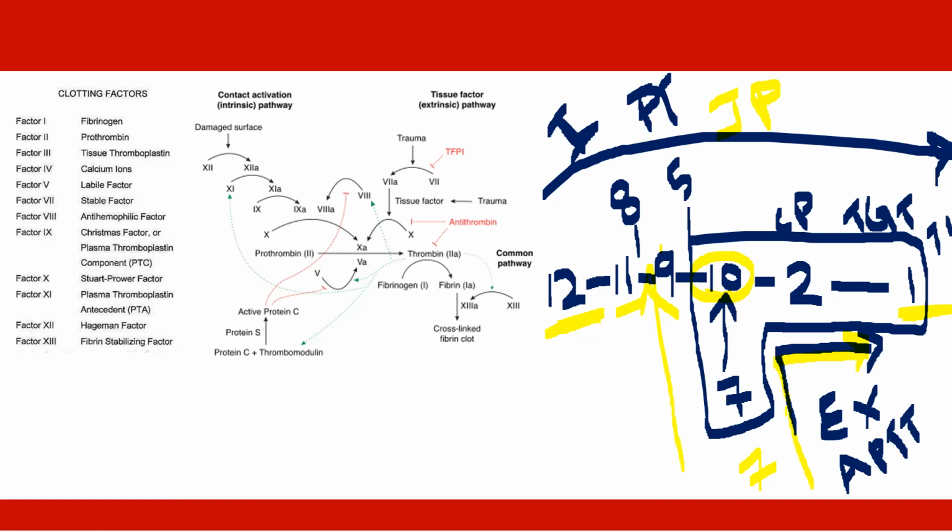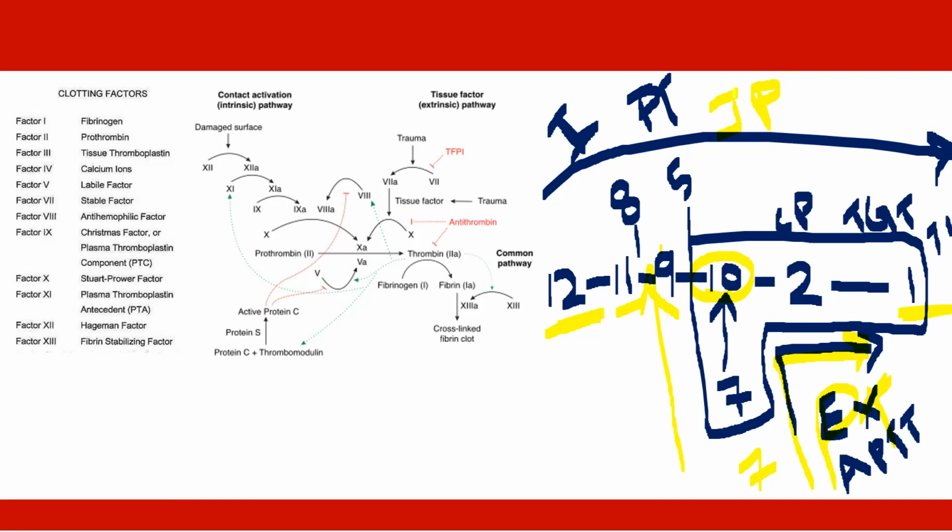Now, to identify any problems with the extrinsic pathway, we will go with prothrombin time. This prothrombin time test will give us an idea of the status of the extrinsic pathway clotting factors. If any clotting factor in the extrinsic pathway is deficient, then our prothrombin time will increase. Increased prothrombin time indicates a problem with the extrinsic pathway of the clotting mechanism.